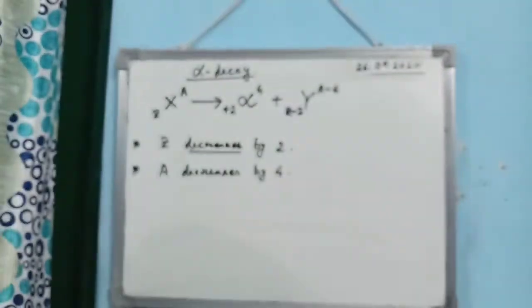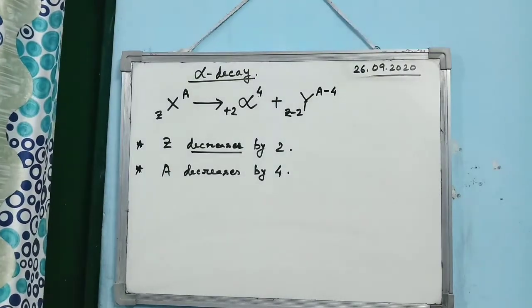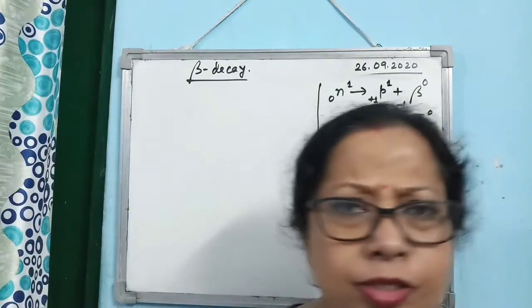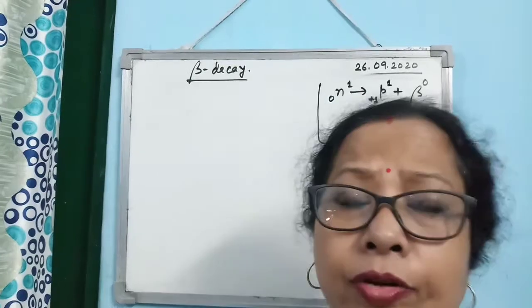Clear? Then the next one is beta decay. Now beta decay, beta particle means what? Already I discussed it, but I am just repeating it so that you can remember and recall it.